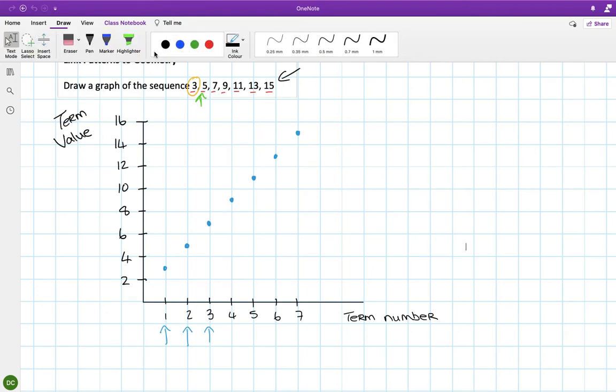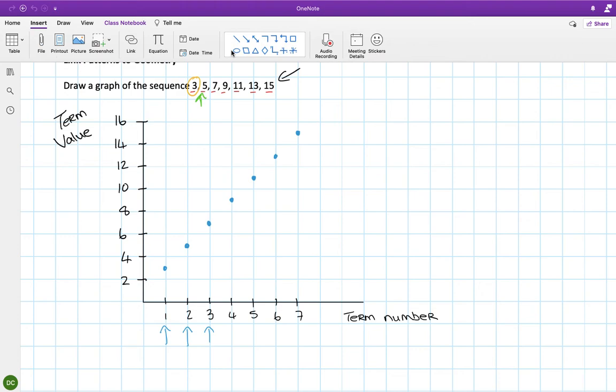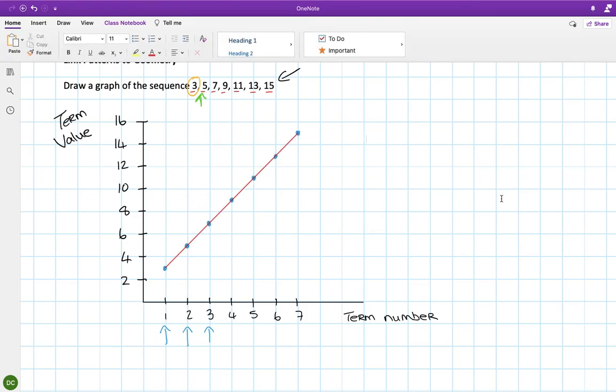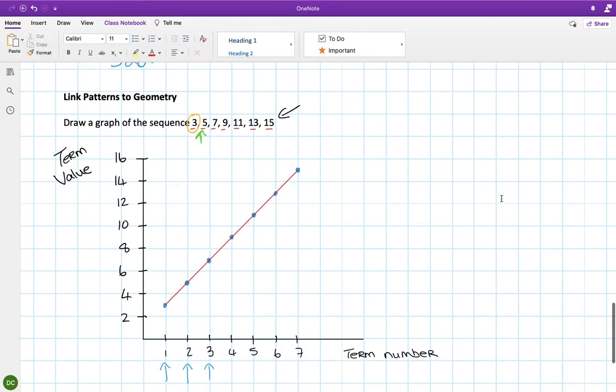And then we put a line joining them. So from the first one to the last one. And now I have used my pattern to draw a graph.